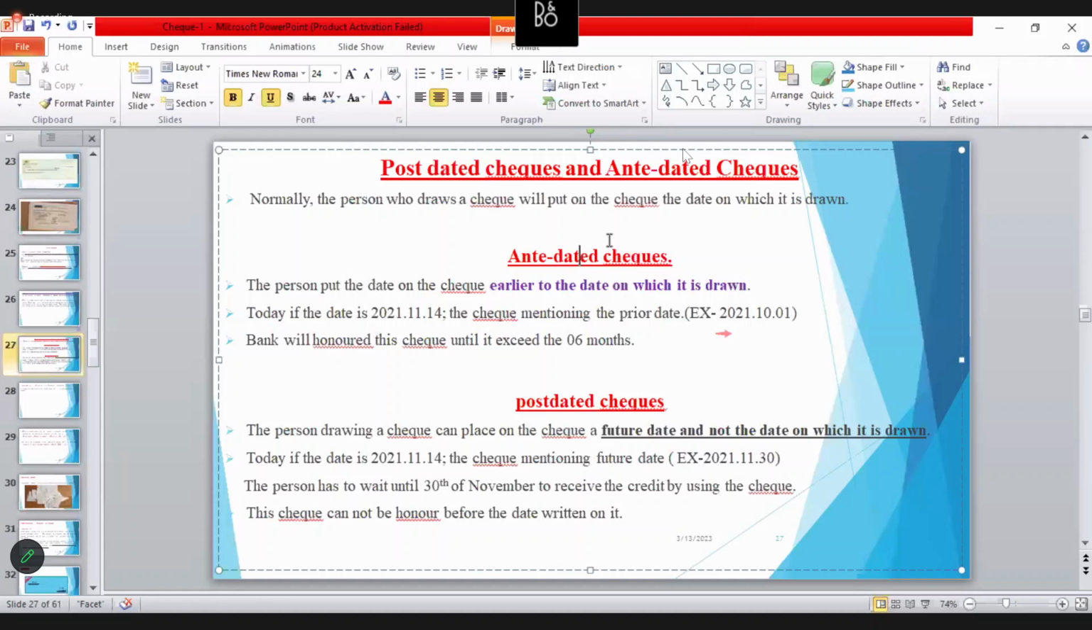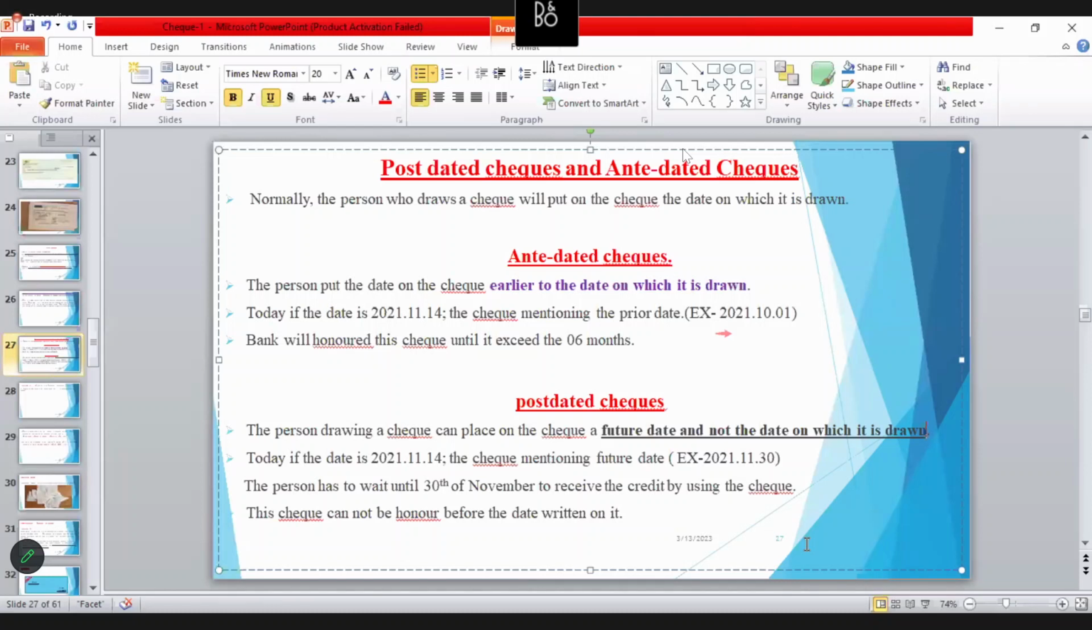Then the post-dated check. Against antedated, an earlier date, post-dated is a later date, right? The person drawing a check can place on the check a future date, not the date on which it was drawn. Today, 13th March, I write a check, but I put the date 1st of April. I put the date on the check 1st of April.